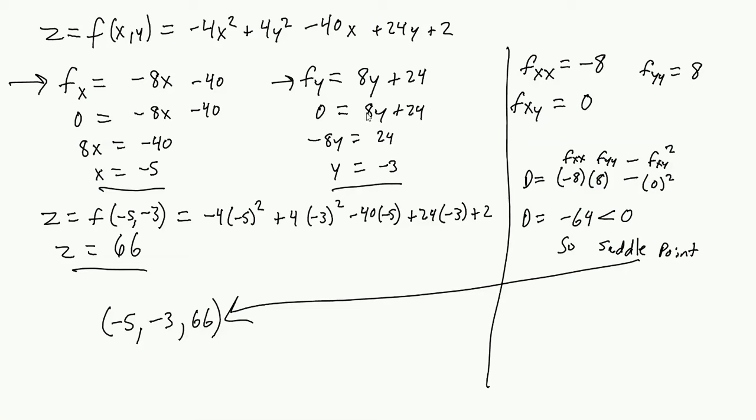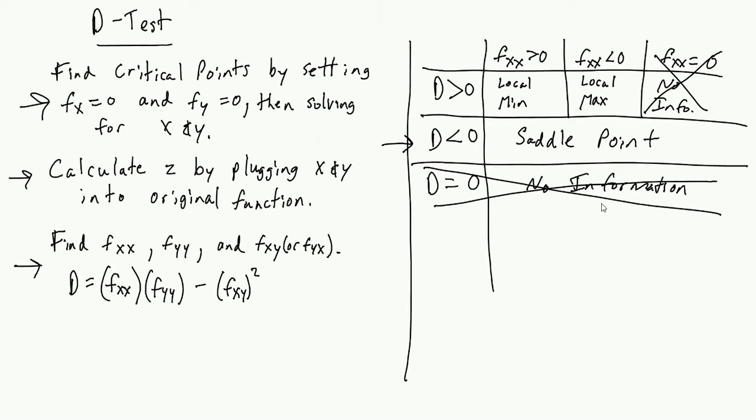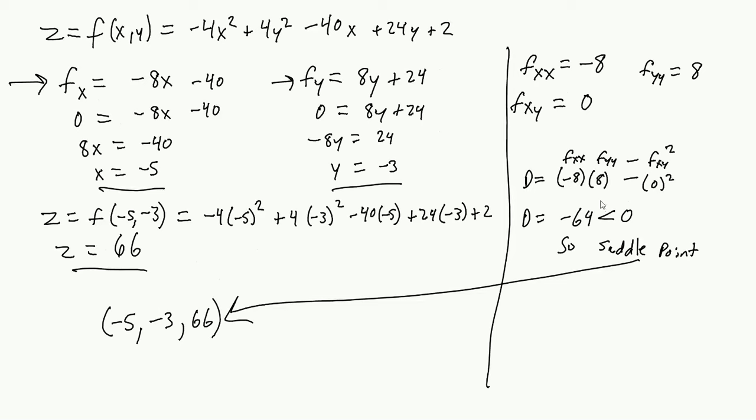Again, get your first derivative, set them equal 0, solve for x and y, plug x and y in the original function to get z, so that gives you your critical point. Get your second derivatives, plug them into the formula for D, and based on what you get for D, you can make a judgment on saddle point, local min, or local max. In this case, D was negative, so we had a saddle point. So there we go.